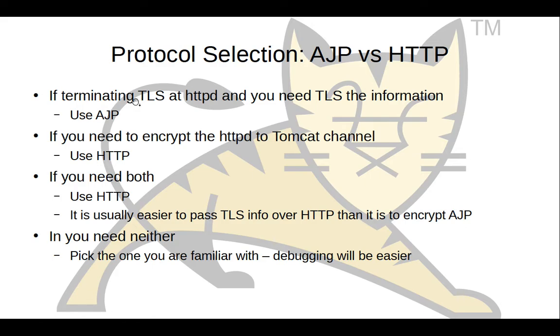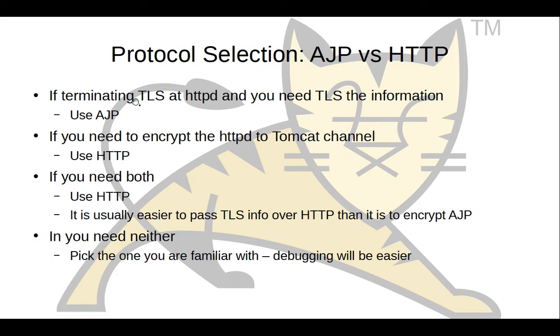Well, if you're terminating TLS and you need that information in Tomcat, then I'd say use AJP. It does it automatically. You don't have to worry about setting up the headers. Nice and simple, proxy over AJP. If you need to encrypt the channel, then use HTTP because encryption is easy. You just switch to HTTPS. If you need both, this is probably more personal preference, but I would go for HTTP.